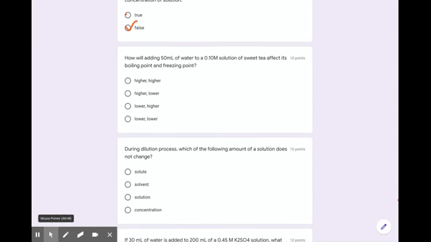Okay, next. How will adding 50 ml of water to a 0.1 molarity solution of the sweet tea affect its boiling point and freezing point? So you're adding more water. Water is what? Water is the solvent. So adding more water means you are diluting the solution, which means you're making the solution less concentrated.